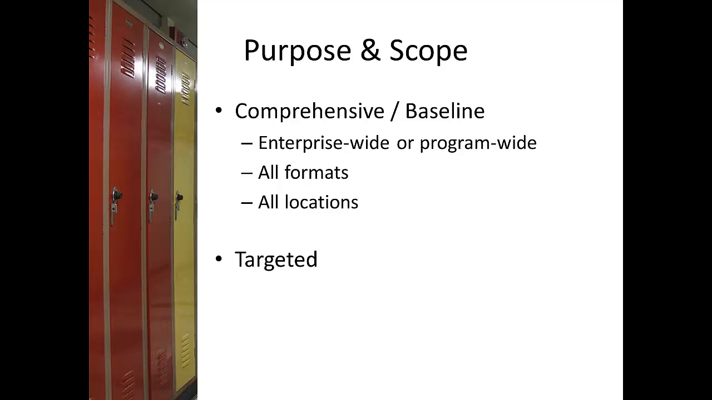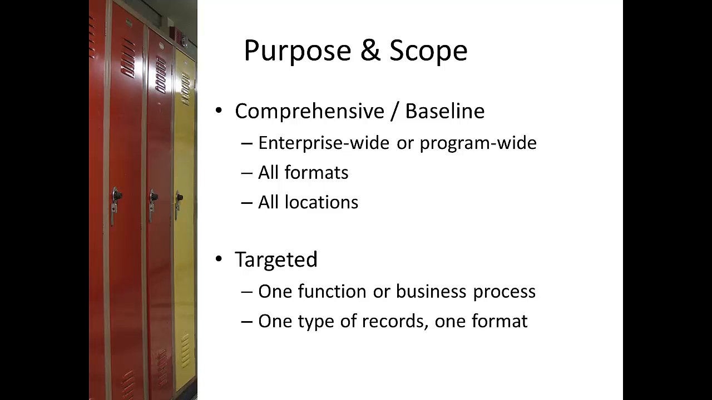A targeted inventory focuses on one specific business process, one area, one type of records, or one format. In that type of inventory, you might be looking only at records for a particular business function or a location, or just for your permanent records, your photographs, electronic documents, or another specific type.